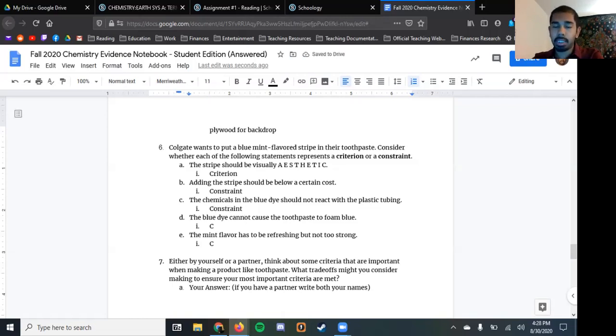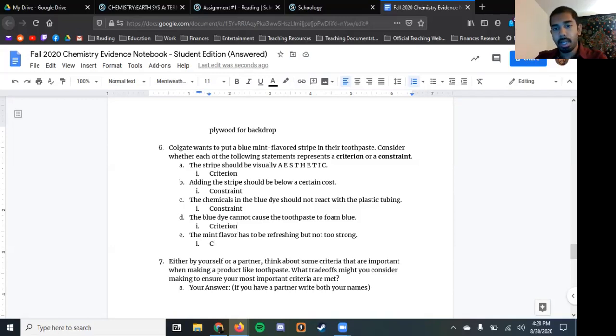So because of that, this is also a constraint, right? We have to dig deeper and we have to think deeper. The blue dye cannot cause the toothpaste to foam blue. This sounds like a preference, right? Because while it can foam blue, there are definitely children's toothpastes that are preferentially foaming blue. So this is not a deal breaker, right? This is something you could redesign if it doesn't come out the way you'd like.